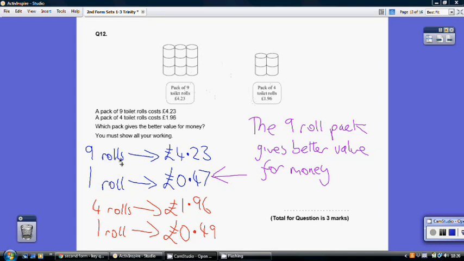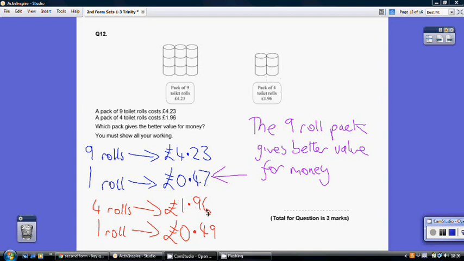So if we got a pack of 9 rolls costing £4.23, how much would 1 roll cost? Well, we're going to have to take £4.23 and divide it by 9, giving us 1 toilet roll here being £0.47 or 47 pence if you like. So that's something we can compare in a minute. Moving on to this pack of toilet rolls, that's £1.96 for 4. So how much would 1 roll cost here?